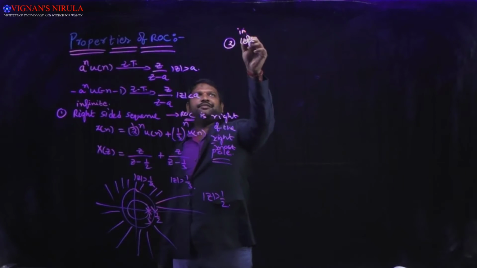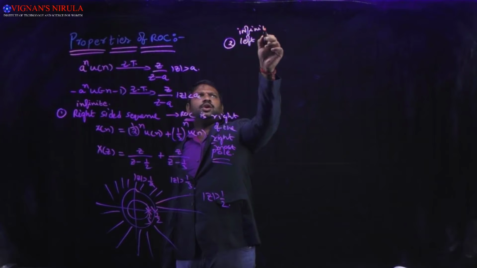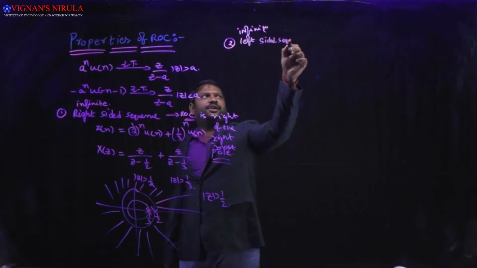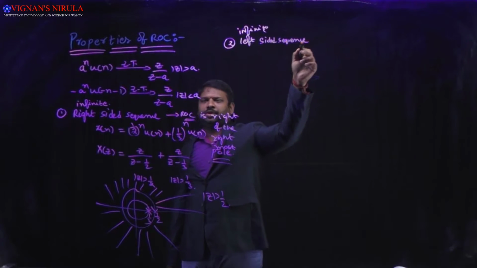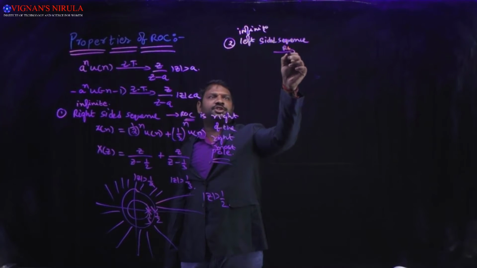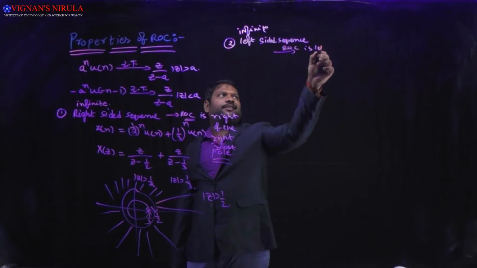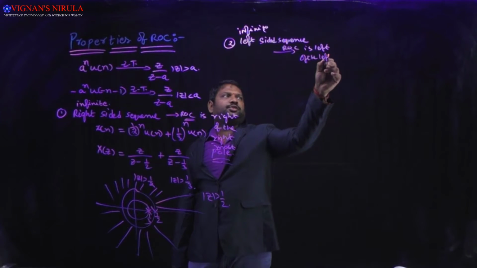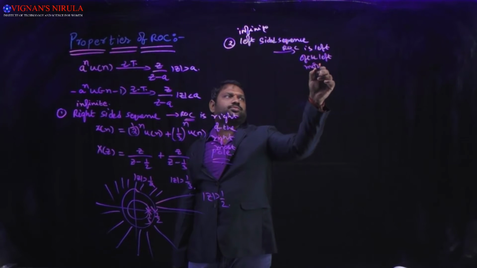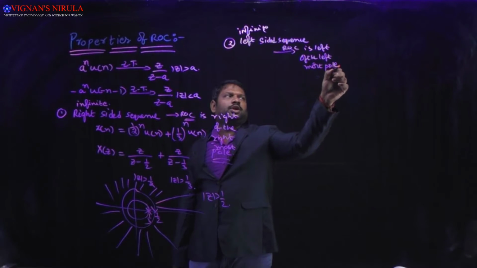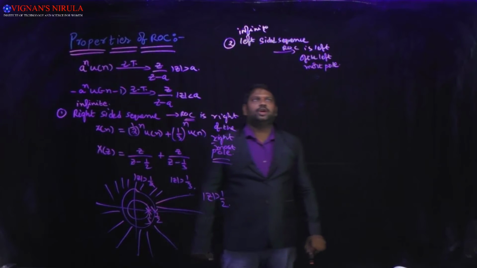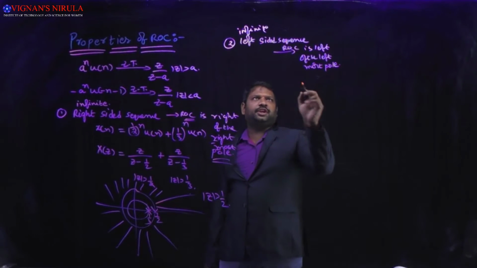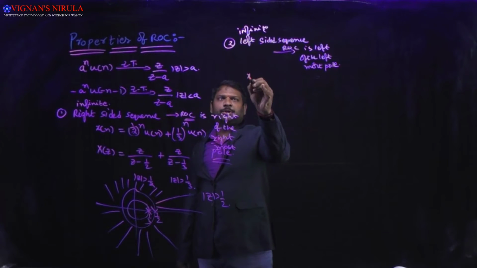Next, for an infinite left-sided sequence, its ROC is left of the leftmost pole. The ROC of an infinite left-sided sequence is left of the leftmost pole. How it is, we'll see.